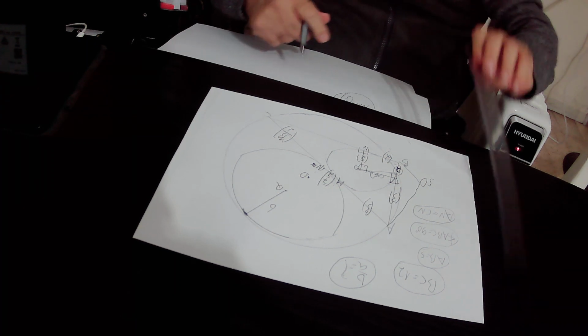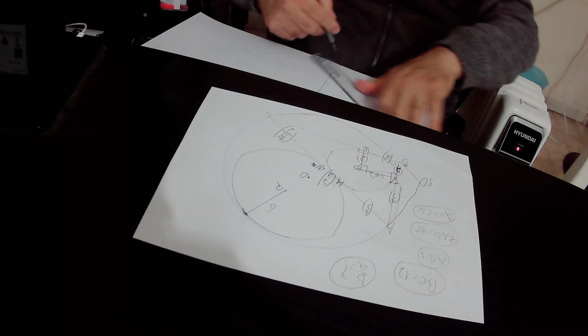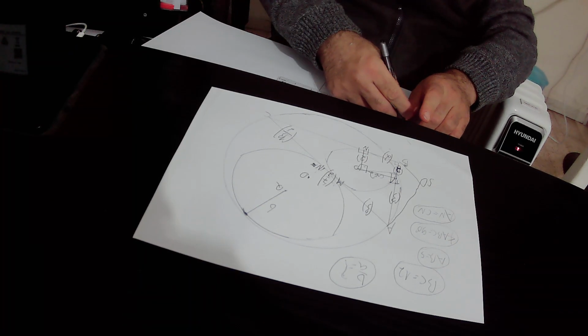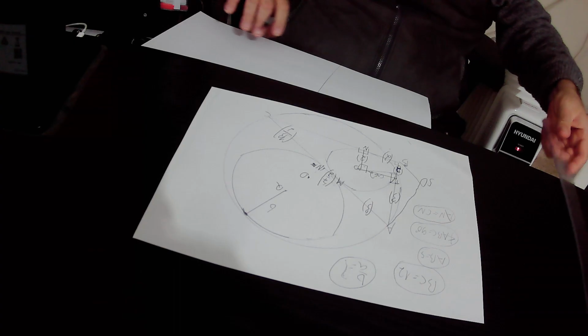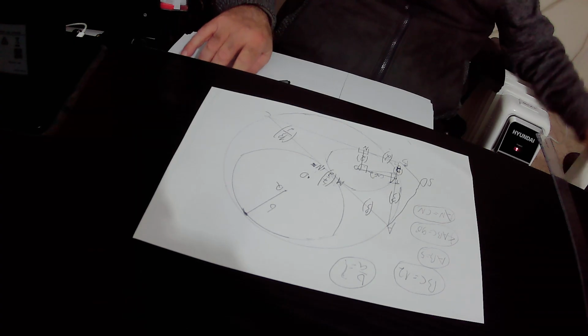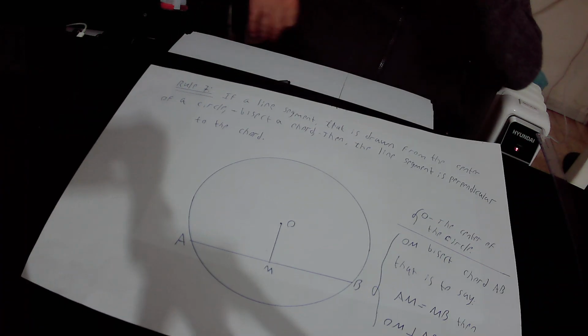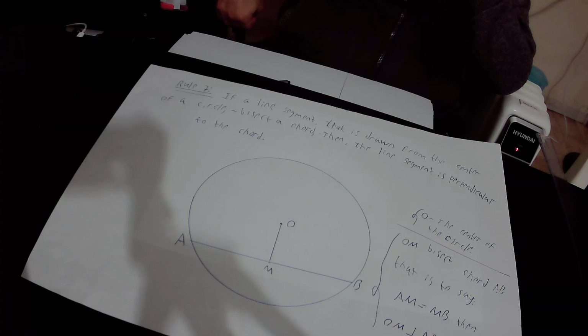In the next step, I will present to you a new rule, number 7, and we'll implement rule number 7 in our drawing. According to rule number 7, if a line segment drawn from the center of a circle bisects a chord, then the line segment is perpendicular to the chord.